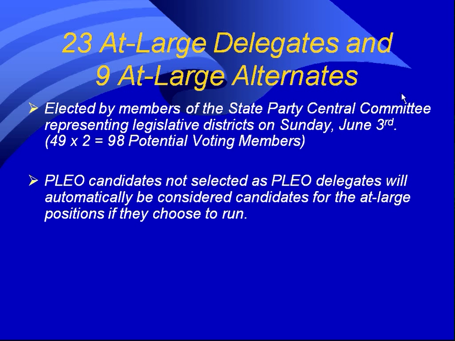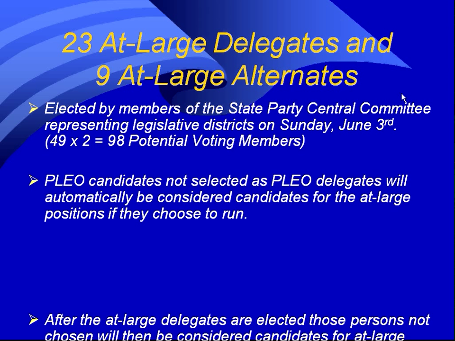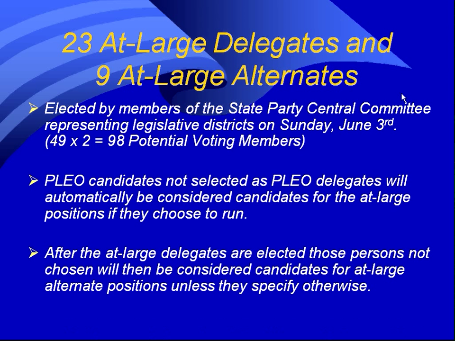One is if you run as a PLEO and you don't make it, then you are automatically considered for one of these at-large delegate positions, if you so choose to run. So if you're a PCO and you are not elected at your congressional district caucus, you come to the state convention and you can run as a PLEO. And if you don't make it as a PLEO, you are still eligible to run as an at-large delegate. Even better, if you are not selected as an at-large delegate, then you can be considered for an at-large alternate position, unless you don't want to be considered for that spot.